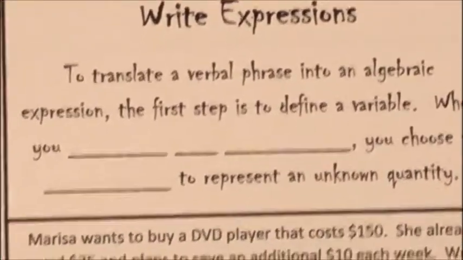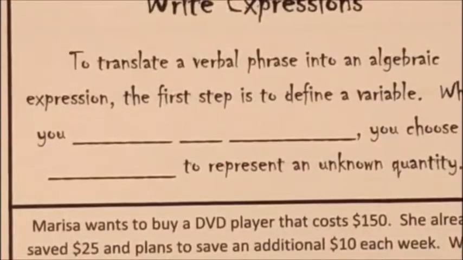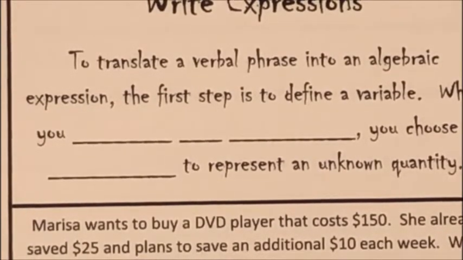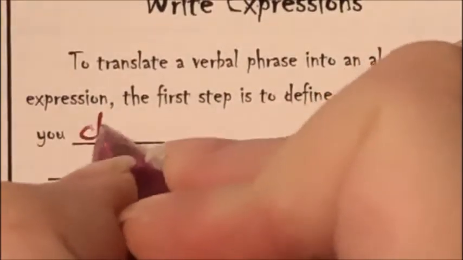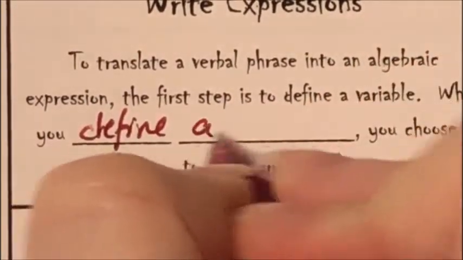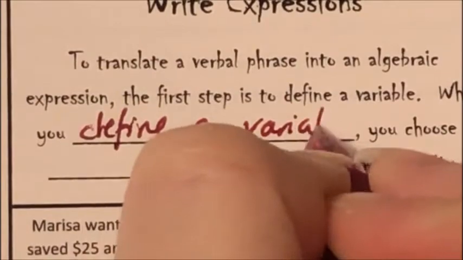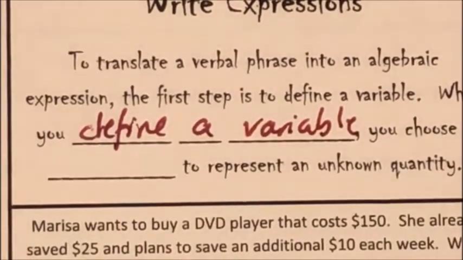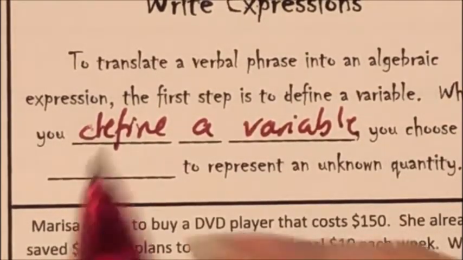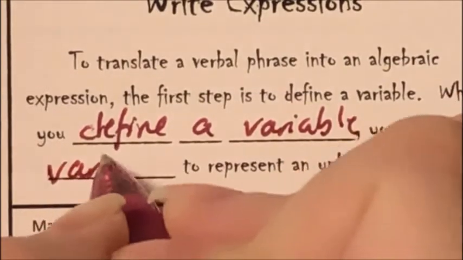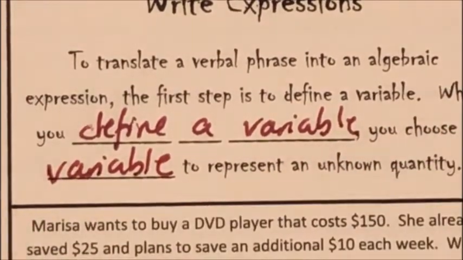The next thing I want to look at is writing expressions. So to translate a verbal phrase into an algebraic expression, the first step is to define a variable. When you define a variable, you choose a variable to represent an unknown quantity.